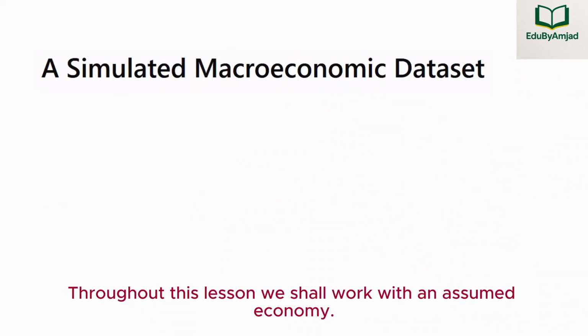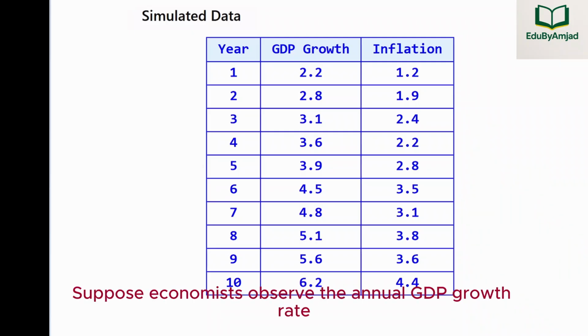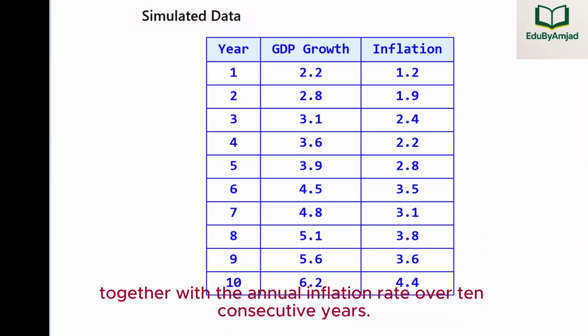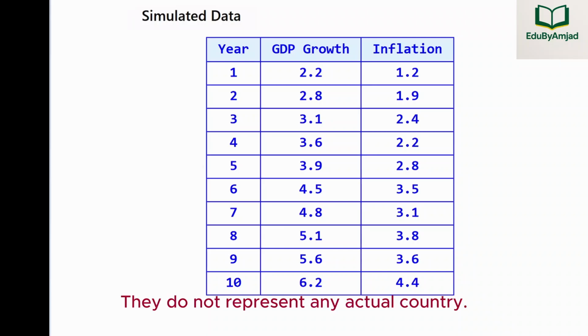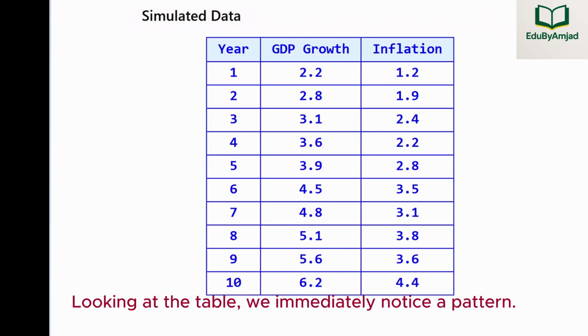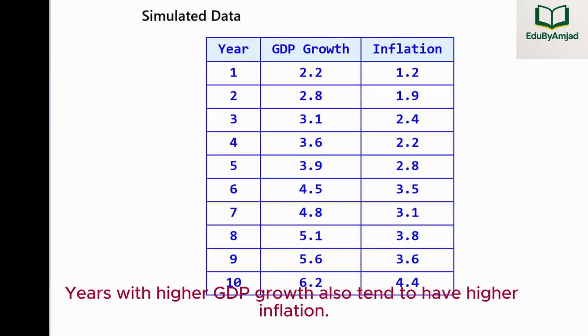Throughout this lesson we shall work with an assumed economy. Suppose economists observe the annual GDP growth rate together with the annual inflation rate over 10 consecutive years. These numbers are simulated solely for demonstration. They do not represent any actual country. Looking at the table, we immediately notice a pattern. Years with higher GDP growth also tend to have higher inflation.